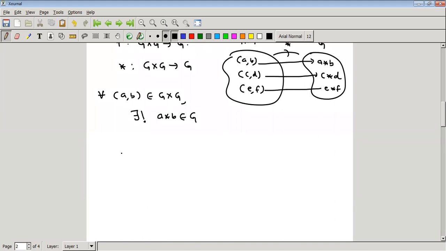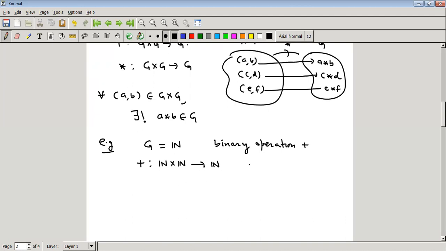So for example, let us take G equal to the set of natural numbers, and we take the star binary operation to be addition, plus. So we have to show that plus from N cross N to N. Is it a binary composition?